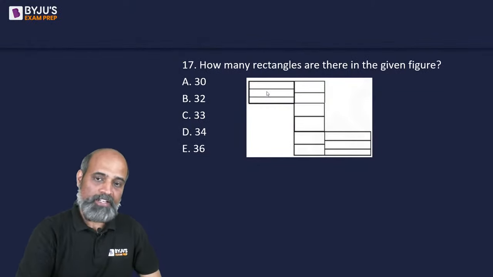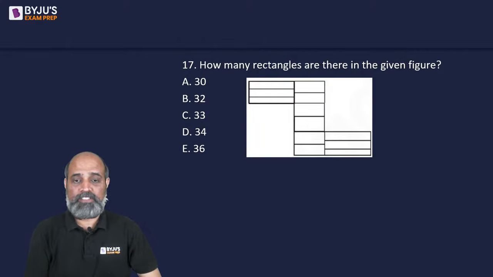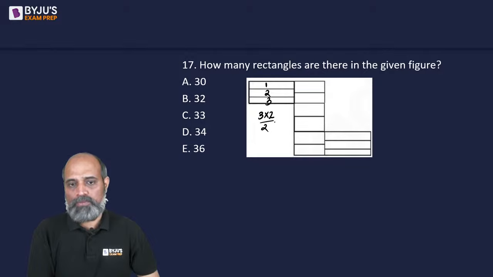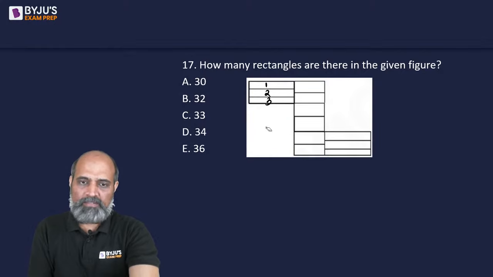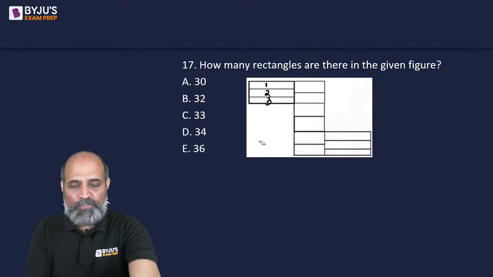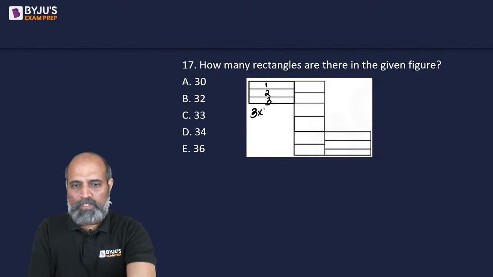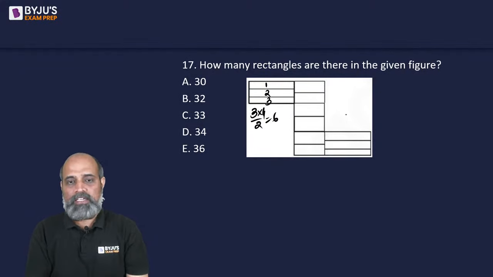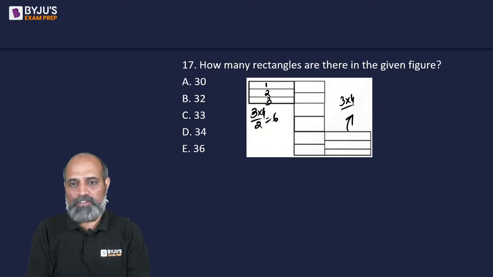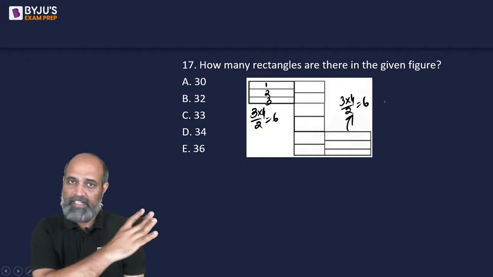Okay, another complicated one. Let's be quick. Let's finish this as soon as possible. How many rectangles are there in the given figure? So 1, 2, 3. इस फिगर को केवल देखें. So this is going to be 3 into 2 by 2. नहीं, ये तो केवल डबल हो जाता है ना. 3 into 4 होना चाहिए ना. 2 क्यों लिख रहा हूं? 3 into 4 by 2, 6 here. Similarly, how many here? 3 into 4 by 2, 6 here. So we have 6 rectangles.